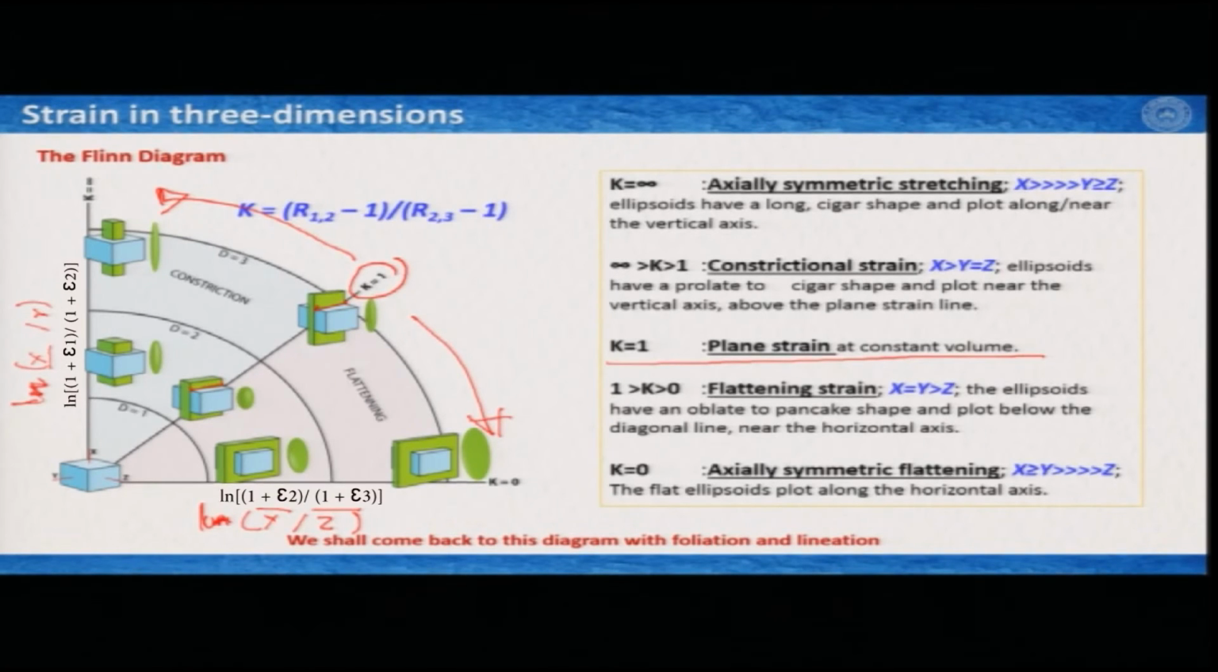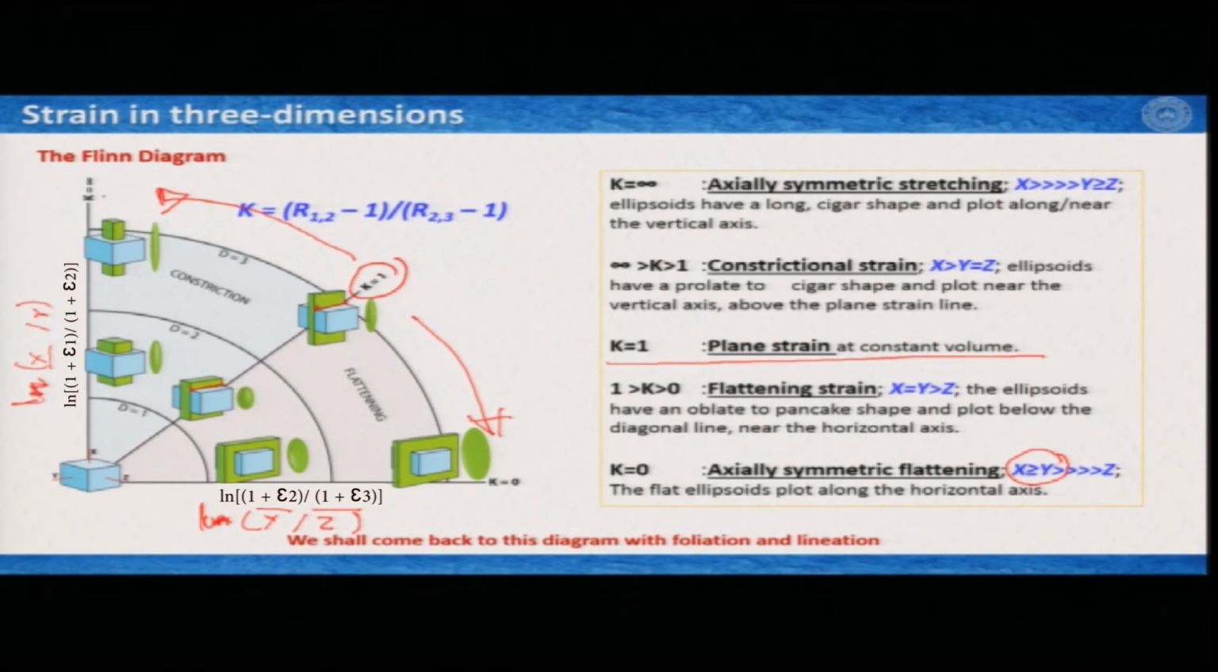On the other hand, if we go to the flattening side, which is the downside of this k equal to 1 line, there the deformation would happen in an axially symmetric flattening manner, where x is greater than or equal to y, and these x and y values are much greater than z. Therefore, you would produce something like a pancake or a flattened disc.